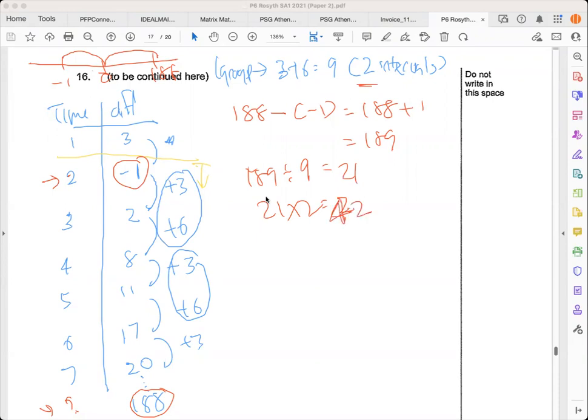42 intervals. 42 intervals means 1, 2, 3, 4, 5, all the way to 42. Okay. 42 intervals.